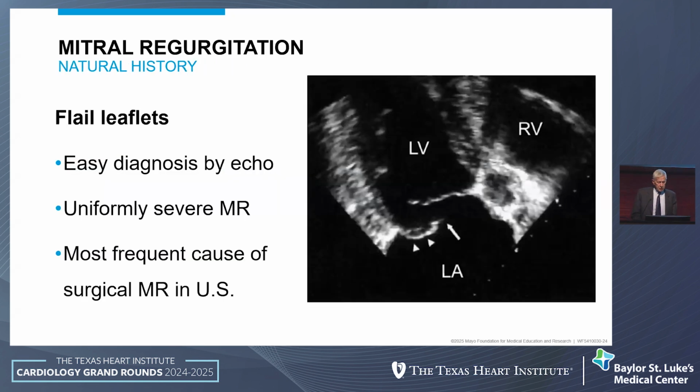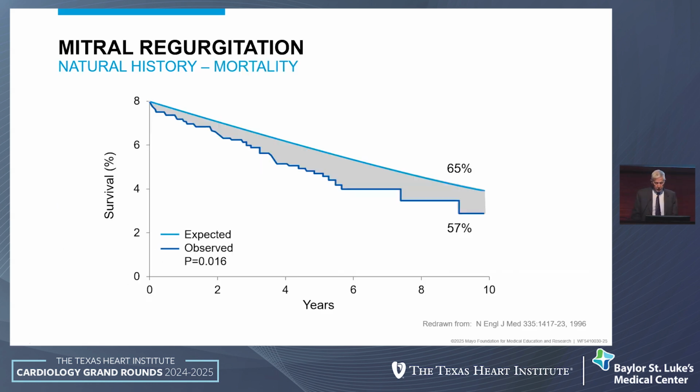And that was until a natural history study was done by Maurice Serrano, where he looked at the natural history of flail segments. Now, this study was done without quantitative methods, but if you have a flail segment as shown here, where you have complete prolapse, you almost certainly have severe mitral regurgitation. And what he found from this natural history study was that patients who had severe mitral regurgitation had a survival that was reduced compared to expected. Now you might say, well, I might expect that. Well, think about this.